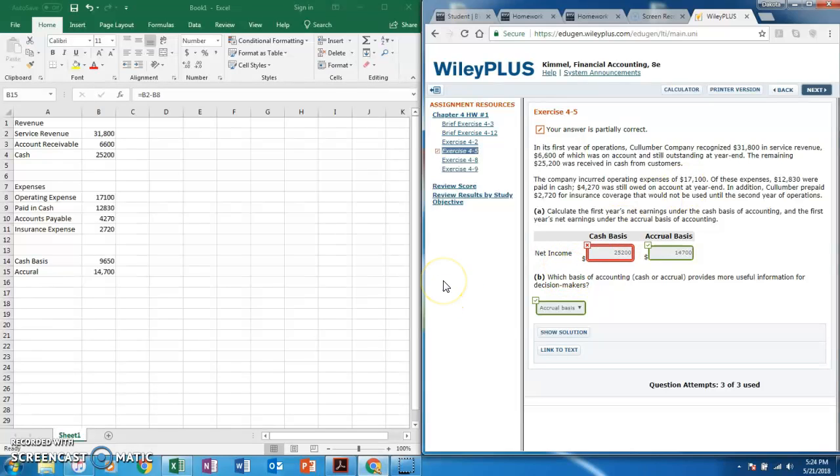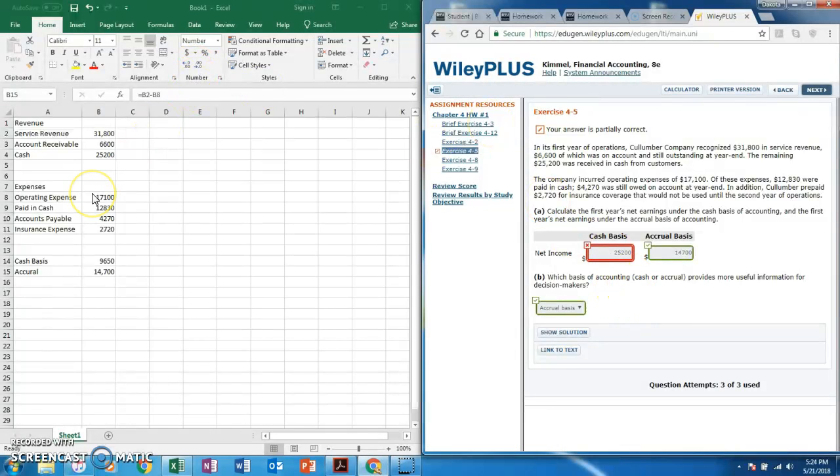In this problem, we're going to solve for two different accounting ways. One is cash basis, which is where companies record revenue at the time they receive cash, and then accrual basis is in the period in which the event occurs. So we'll first start out with cash basis.